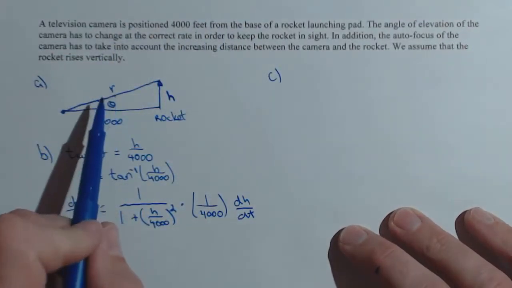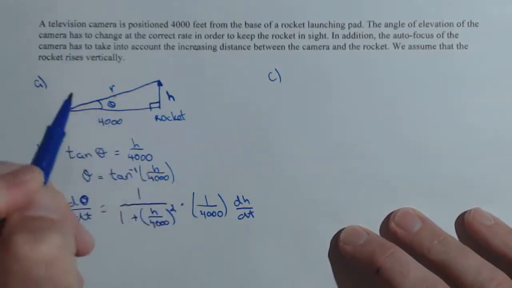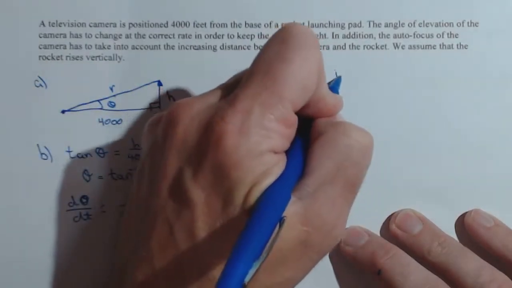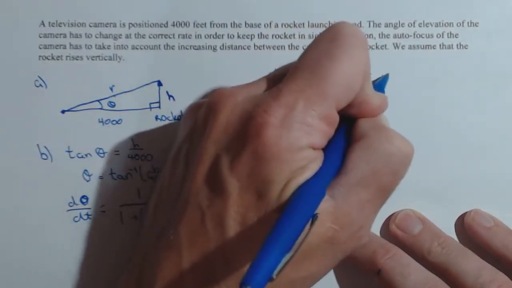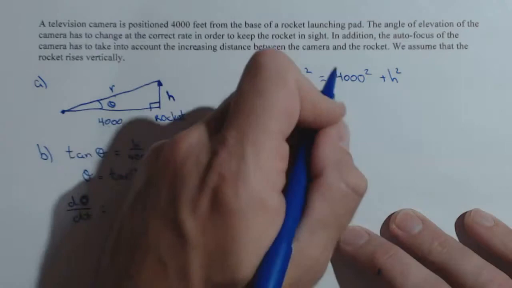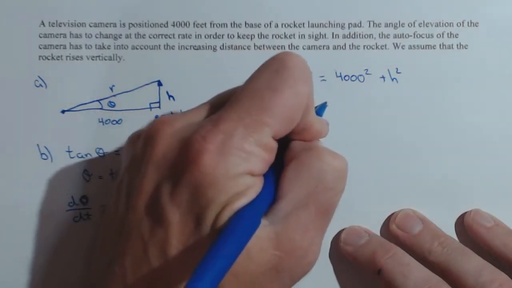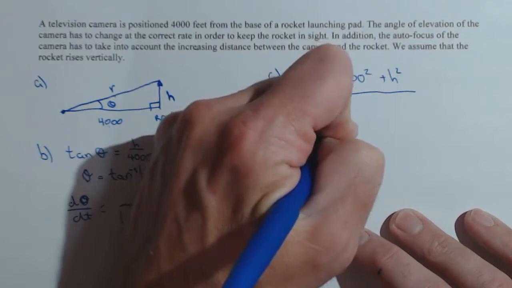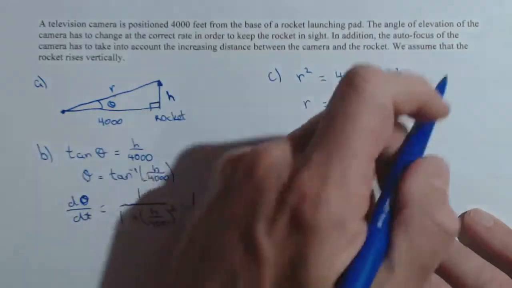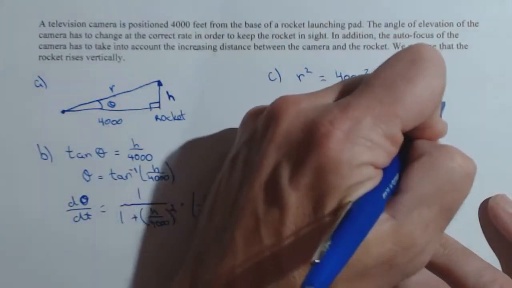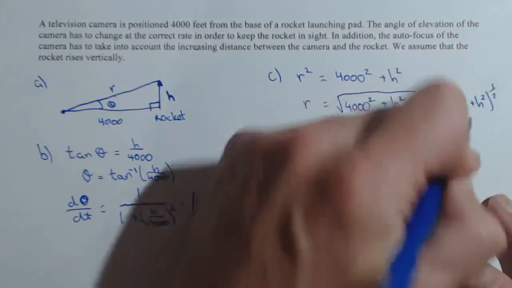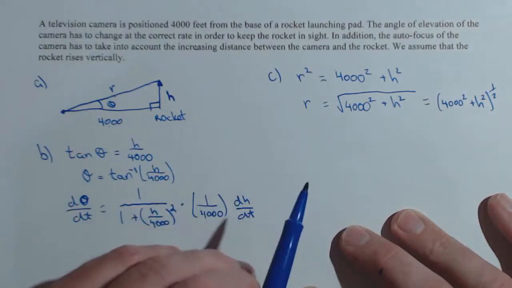Well, notice what we have is a right triangle. So r squared is equal to 4,000 squared plus h squared. Again, I think we could do the related rates problem like this, but let's go ahead and solve it for r. So r equals the square root of 4,000 squared plus h squared. And since we're going to be taking the derivative of this, remember that this is 4,000 squared plus h squared to the 1/2. And yeah, we can multiply out the 4,000 squared. I'm just leaving it that way for right now.